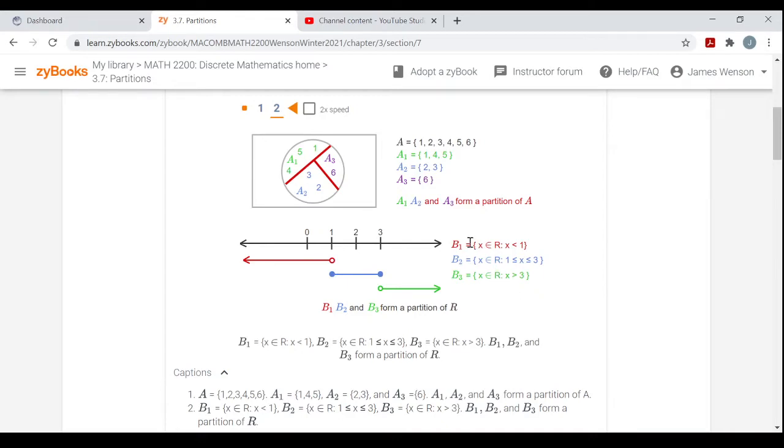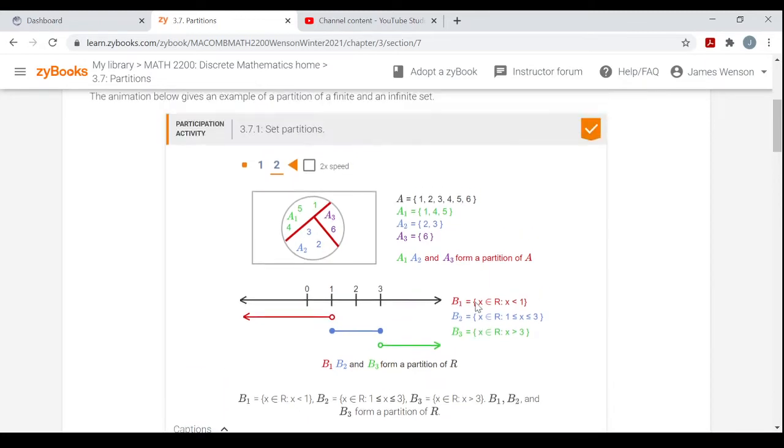They're pairwise disjoint. If you take B1 and B2, no overlap, they don't share any numbers. B2 and B3 don't overlap. They don't share any numbers. And B1 and B3 don't overlap. They don't share any numbers. So they're pairwise disjoint. And if you took the union of all three of these sets, you'd get the whole real number line, the set of real numbers. So they form a partition of the real numbers, broken up into non-empty subsets that don't overlap, that are pairwise disjoint.